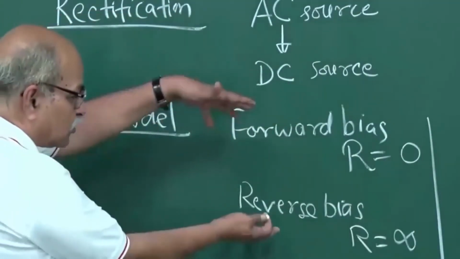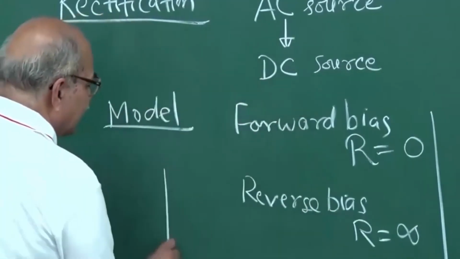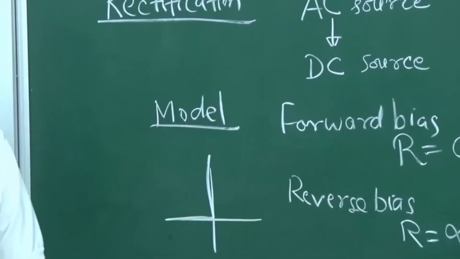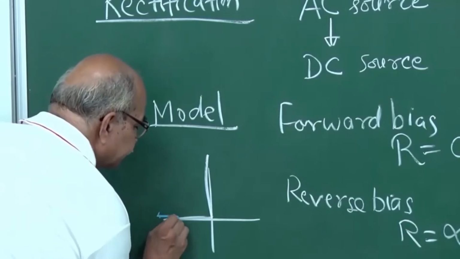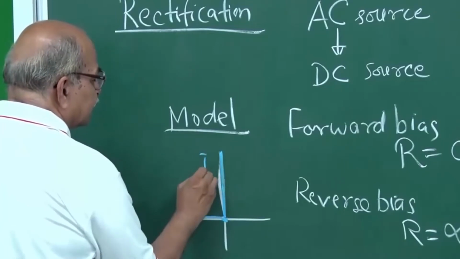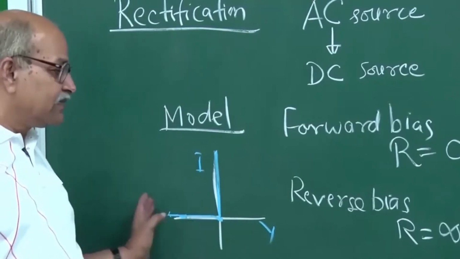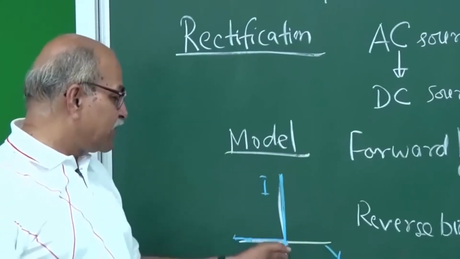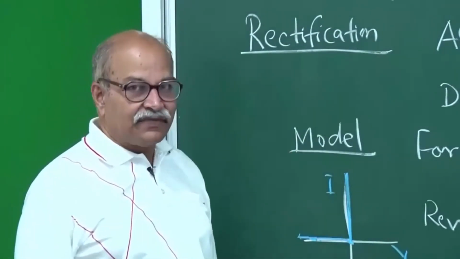Okay. So if I draw the IV characteristics corresponding to this situation, it will be something like this. It is 0 here, and then suddenly it goes like this. So this is I and this is V. For the reverse bias, there is no current, the resistance offered is infinity, it's like an open circuit. Whereas once it is forward biased, the diode doesn't offer any resistance, and the current goes very high.